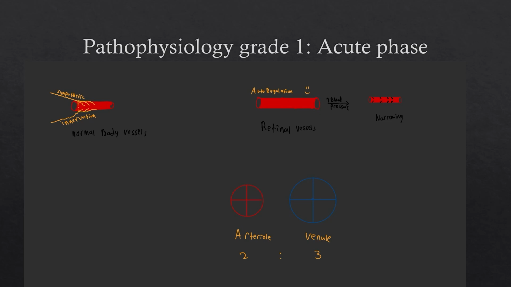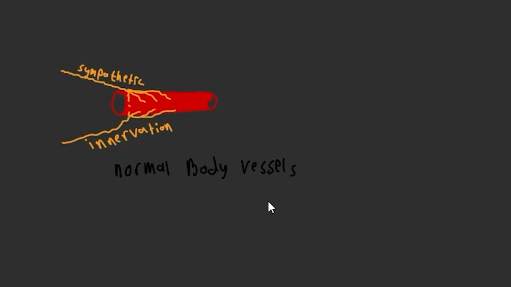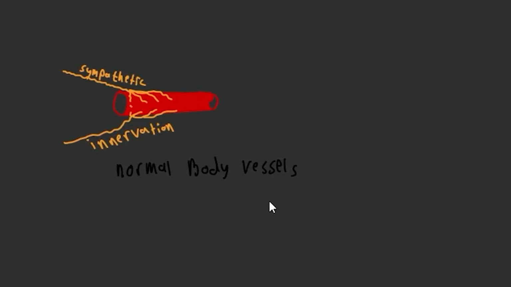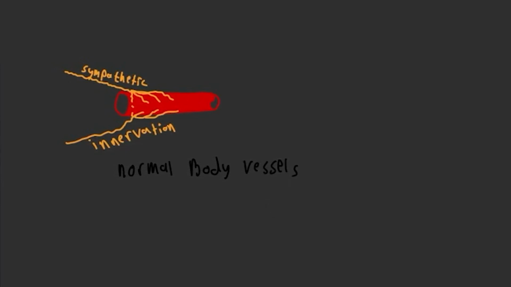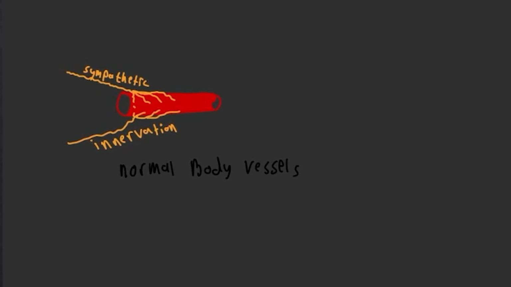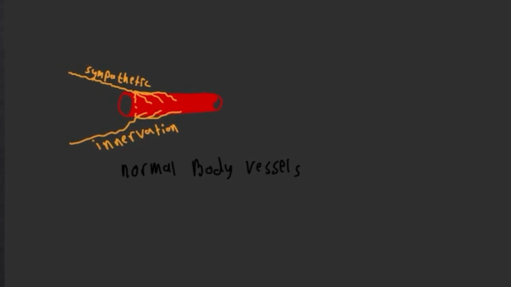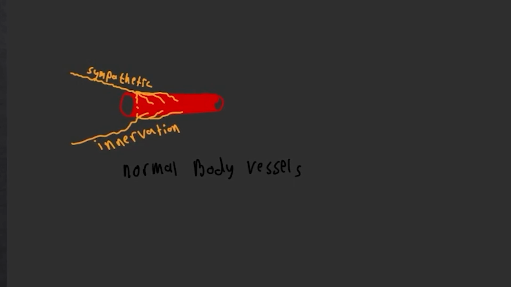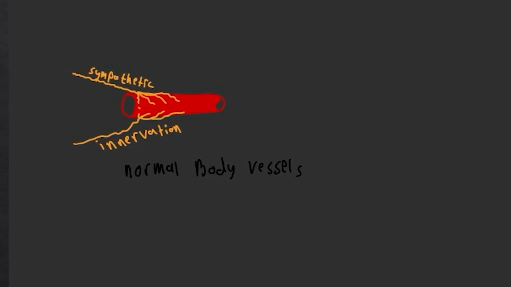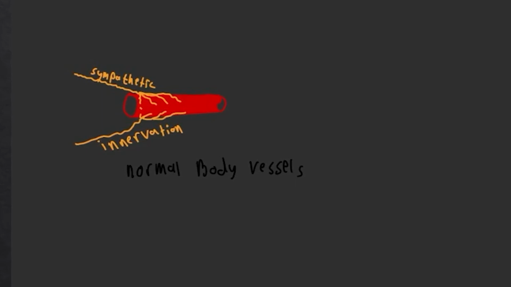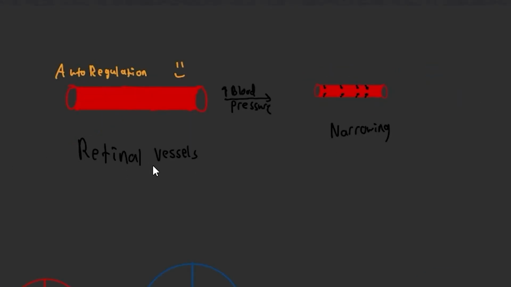So what's the process? Why does the arteriole narrow? You may have thought the opposite: the blood pressure elevates and the arterioles dilate because of increased blood pressure. So let's talk about the normal body vessels. Normal body vessels have a sympathetic innervation, and they have a mechanism called autoregulation. Whenever there is an increase in blood pressure, there is sympathetic tone going to the arterioles, which causes them to constrict, in addition to the autoregulation. Now the retinal vessels lack the sympathetic innervation, and they rely on autoregulation only.